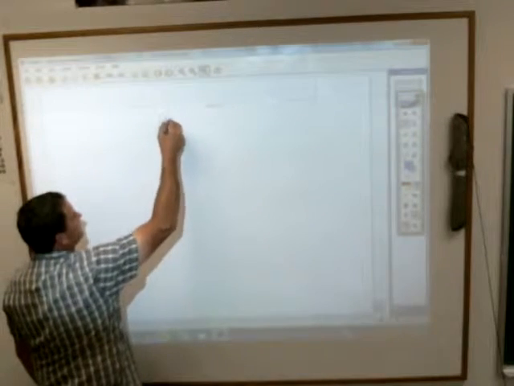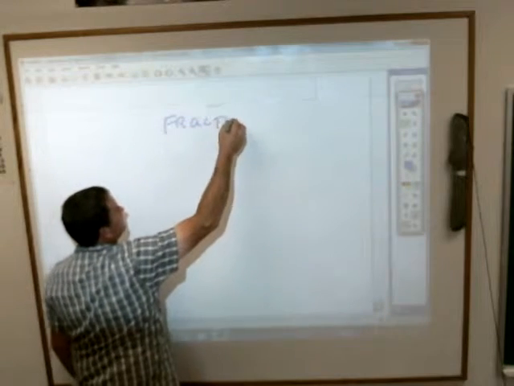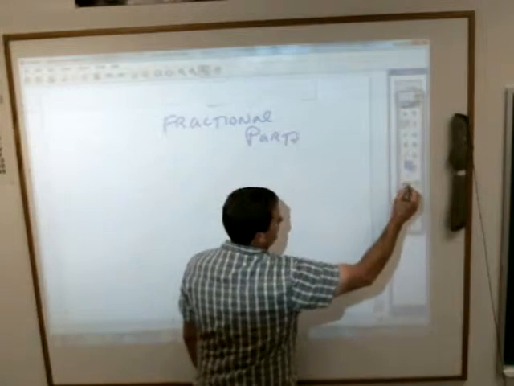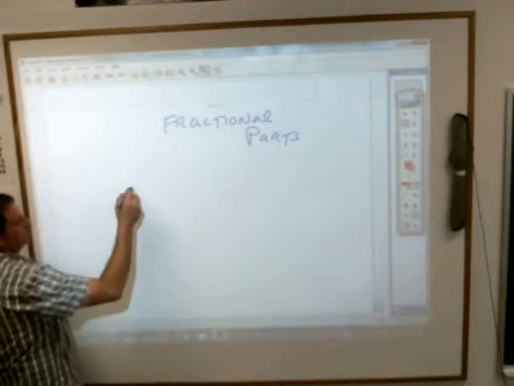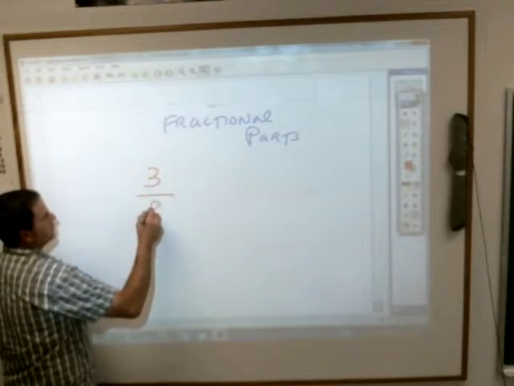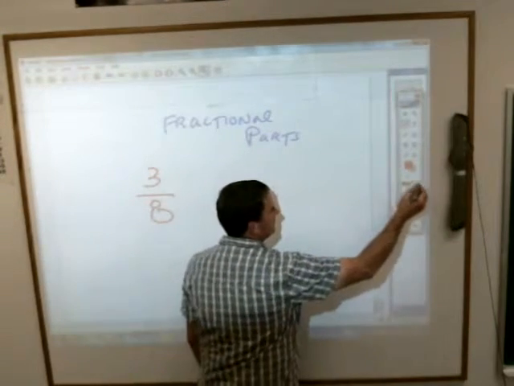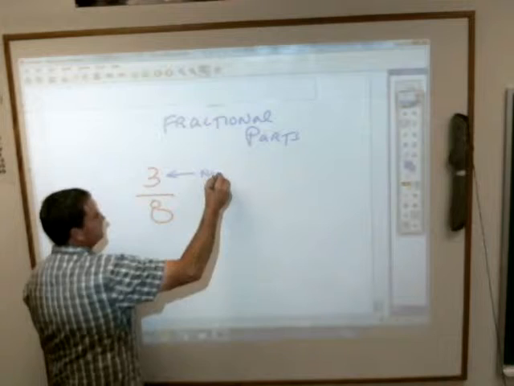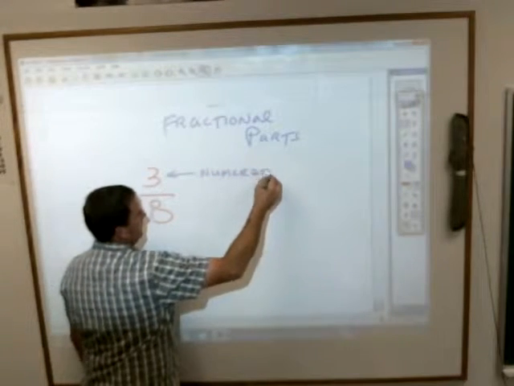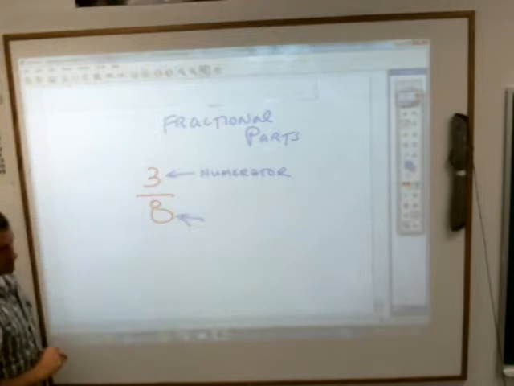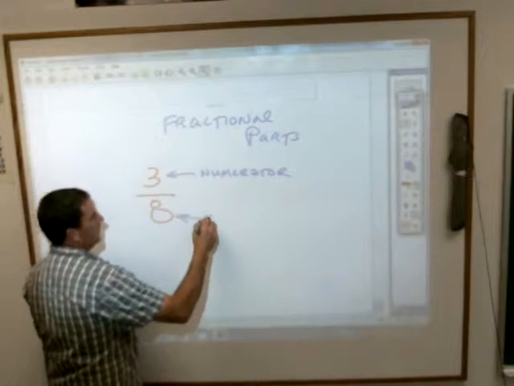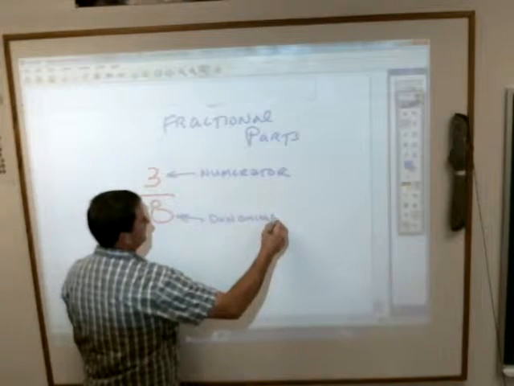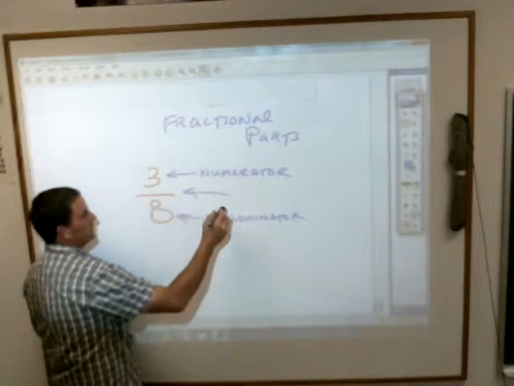Fractional parts. Before we go any farther with fractions, let's make sure we know the names of the parts of a fraction. If you have the fraction 3/8, we call the top number of a fraction the numerator. And the bottom number of the fraction is the denominator. They're separated by what we call the fraction bar.